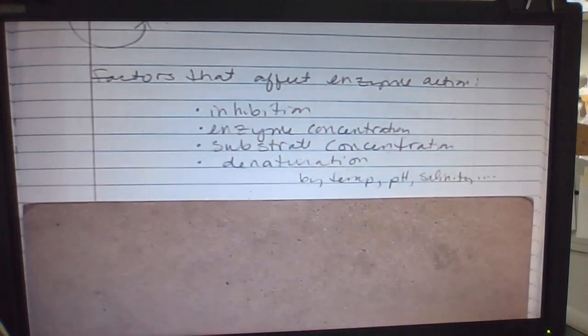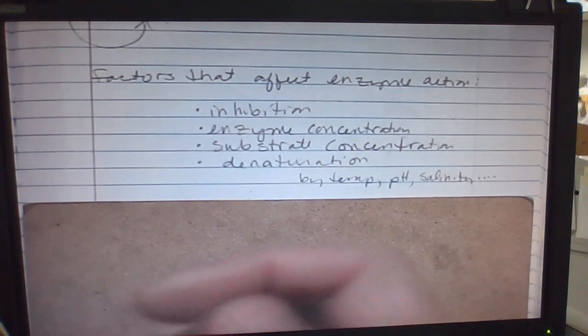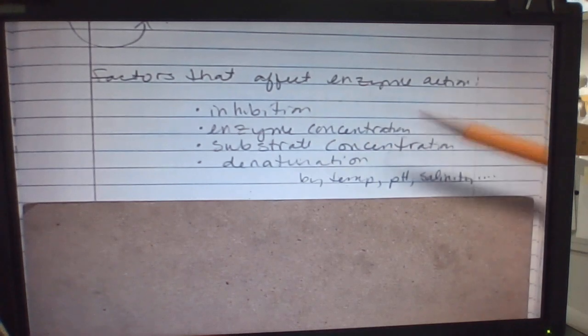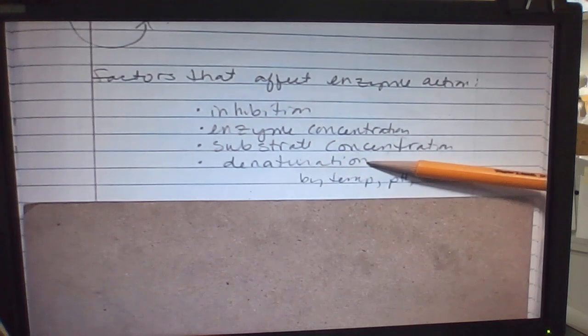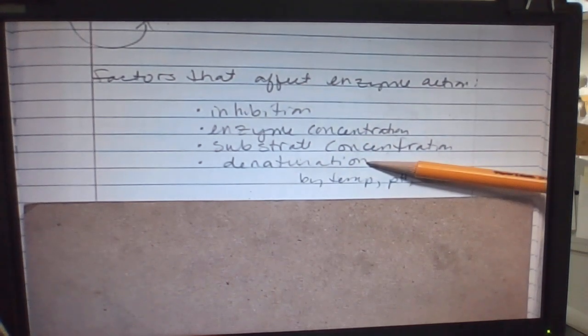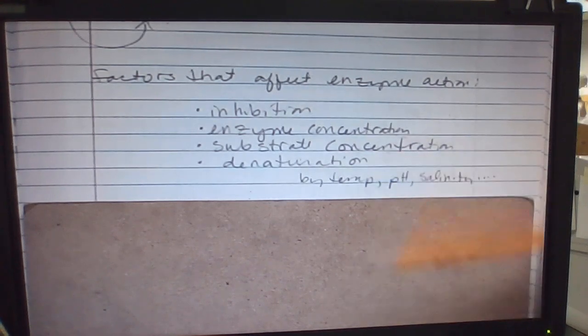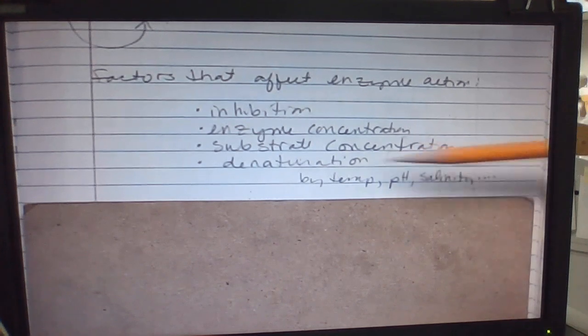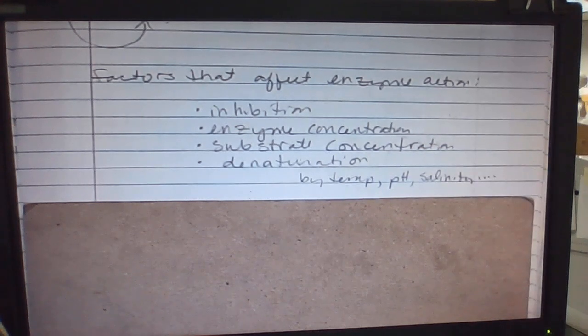Denaturation, that's when the enzyme undergoes conditions that cause its folding to change. It gets it out of whack. So if you get it too hot or too cold, it's changing the folding of that enzyme, changing the folding of that protein, a change in shape, change in function. pH, too acidic, too basic, can denature it. Salinity, if there's too much salt or solute in a solution, it can denature it.